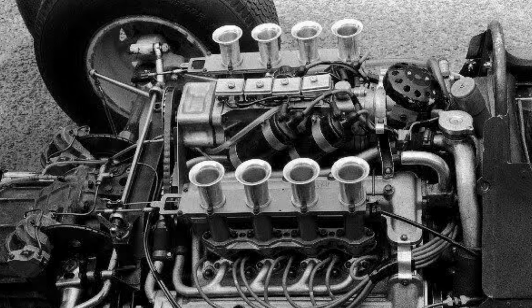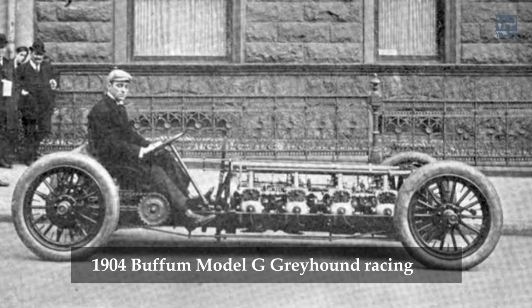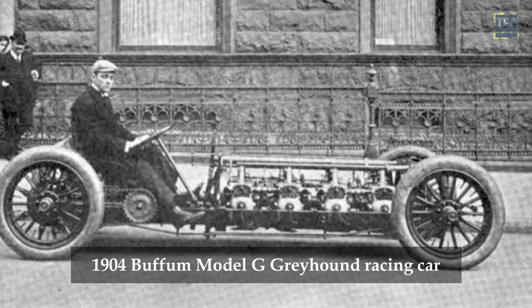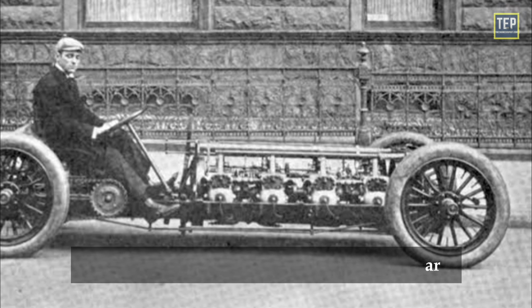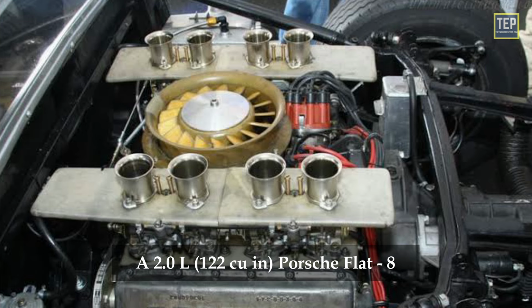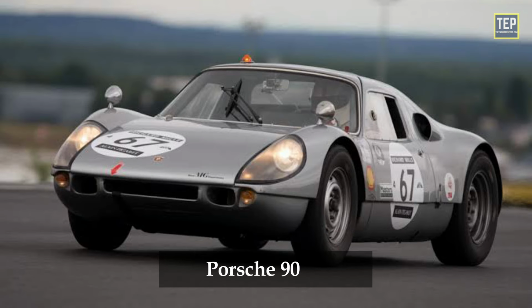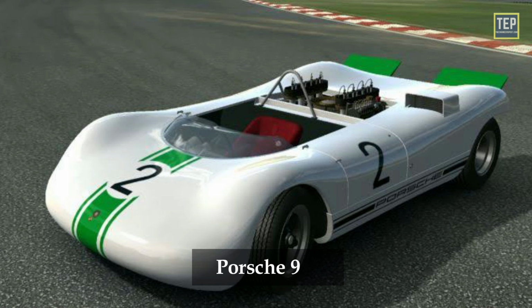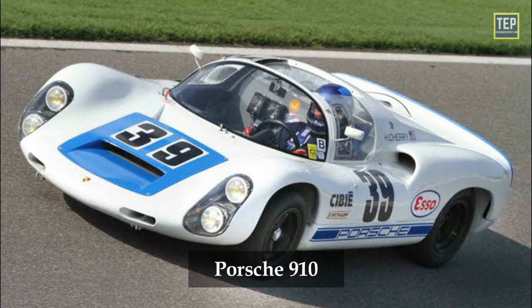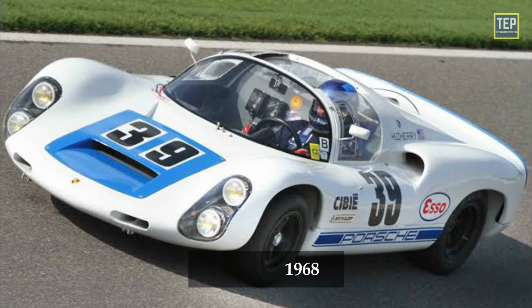One of the earliest flat-8 engines was used in the 1904 Buffum Model G Greyhound racing car, which used an engine based on two of Buffum's existing flat-4 engines joined together. A 2.0-liter version of the Porsche flat-8 was used in the Porsche 718 W-RS, Porsche 904/8, 906, 907, 909, and 910 racing cars between 1962 and 1968.